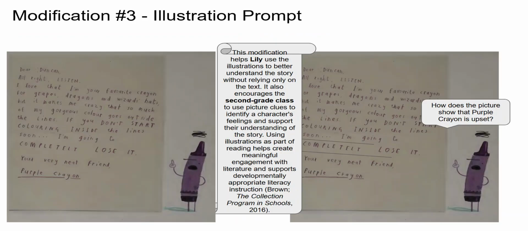So just adding a question next to the picture. So how does the picture show that the purple crayon is upset, and having the student reflect on that. The modification helps Lily use the illustrations to better understand the story without relying only on the text. It encourages her to also look at the picture, and it can encourage the second grade class to use picture clues in addition to the words.